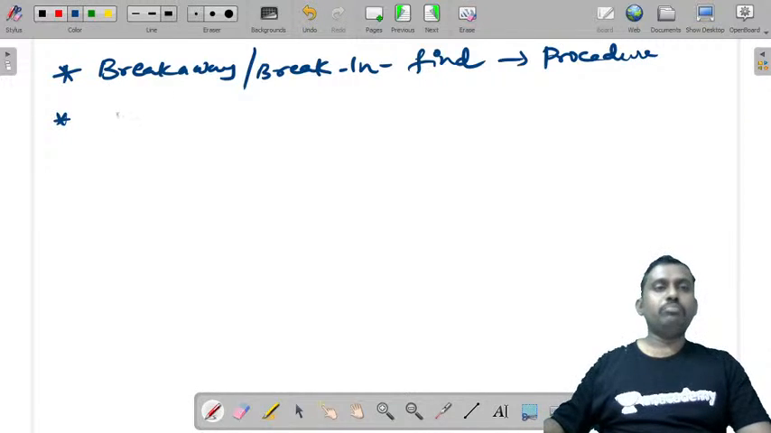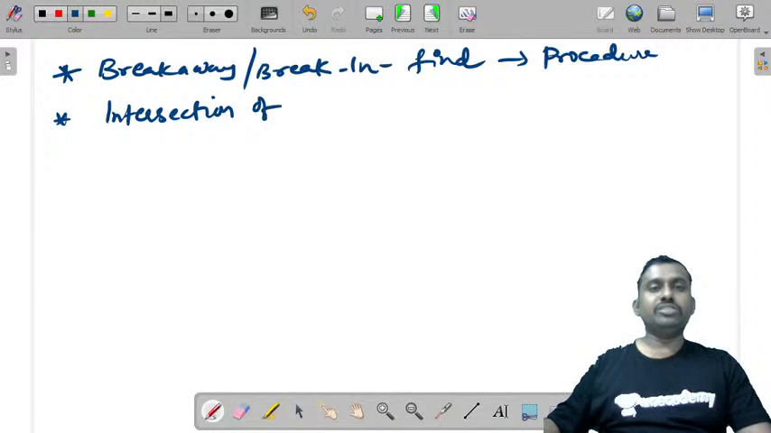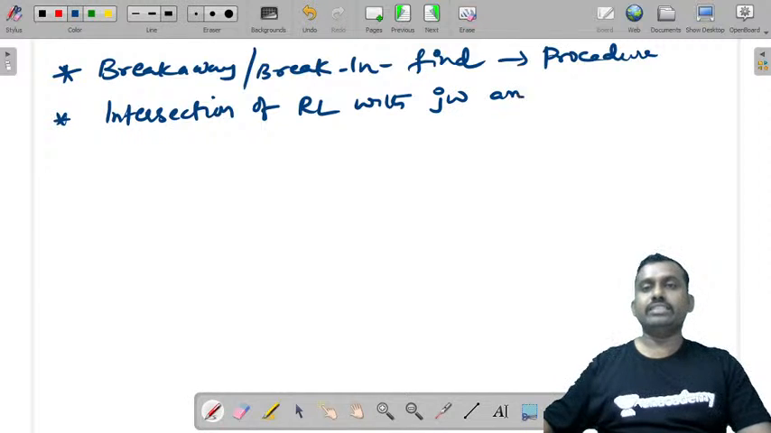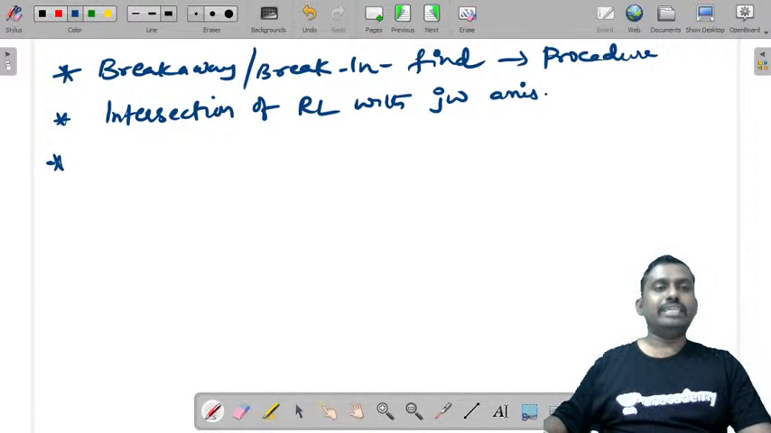So breakaway and break-in points, we'll also find them. And we'll find if at all there is some intersection of the root locus with the j omega axis. If at all the root locus is intersecting or not, if it intersects, where does it intersect? That's what we will find. So that is the intersection of root locus with the j omega axis.